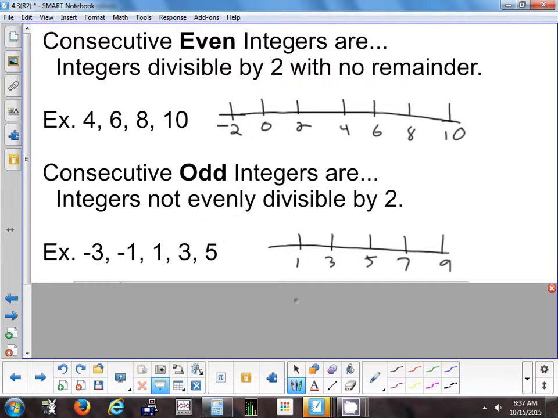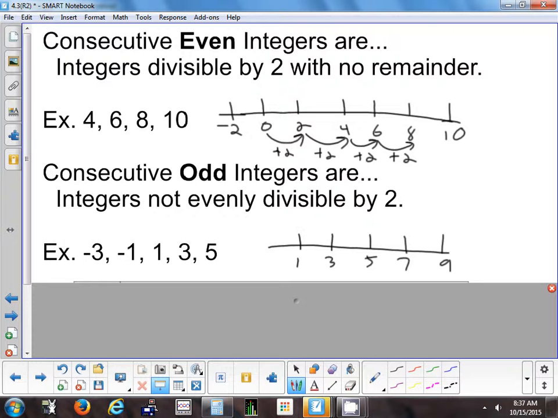Okay, now I just want to look at both of these and kind of see what happens. How do you get from 0 to 2? What arithmetic operation do you do? Addition. Yep, and what do you add? 2. You did a plus 2. How about to get from 2 to 4? You did a plus 2. 4 to 6. Plus 2. You're doing a plus 2 all the time. Okay? That's how you get from one consecutive even to the next.